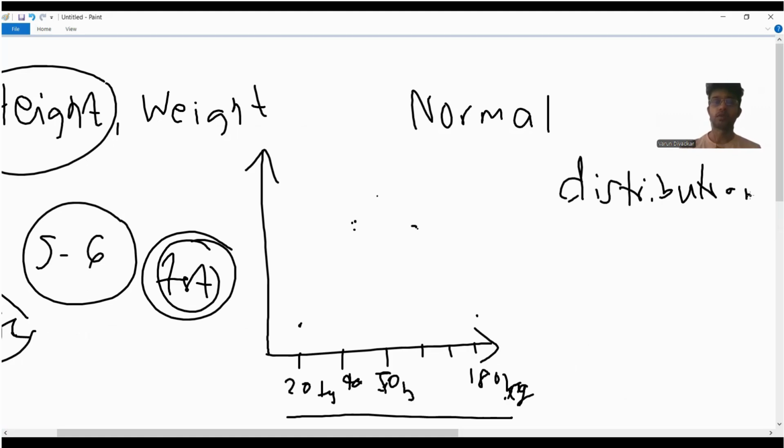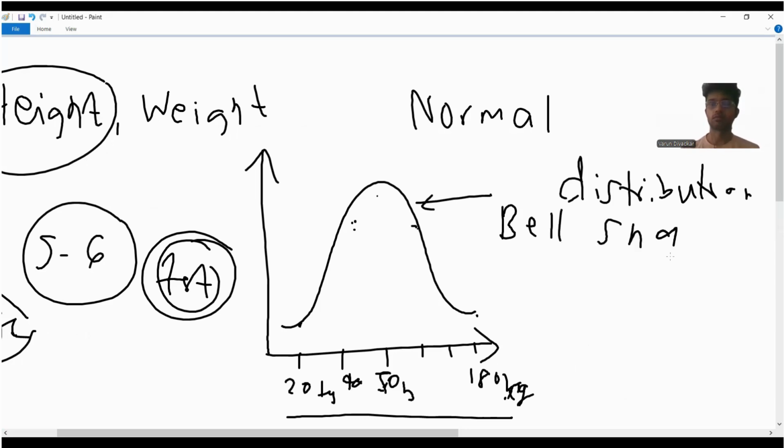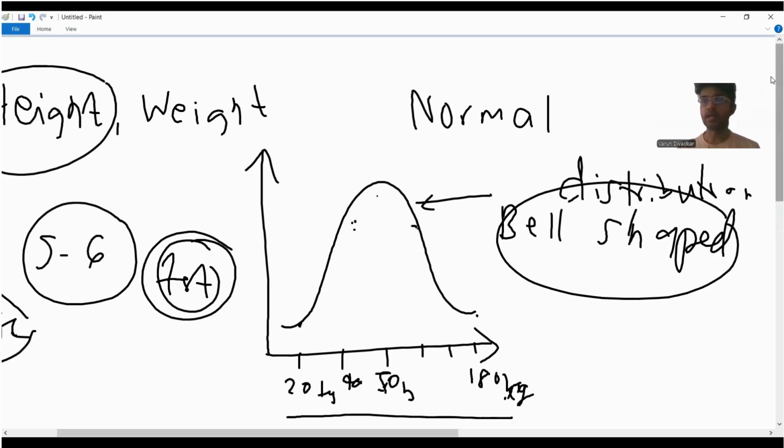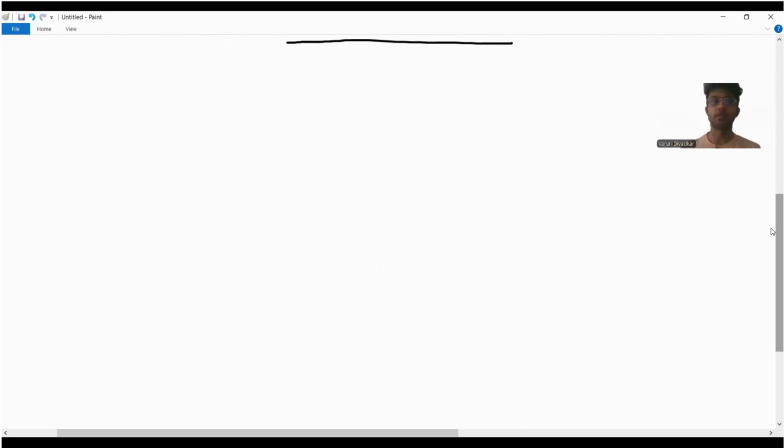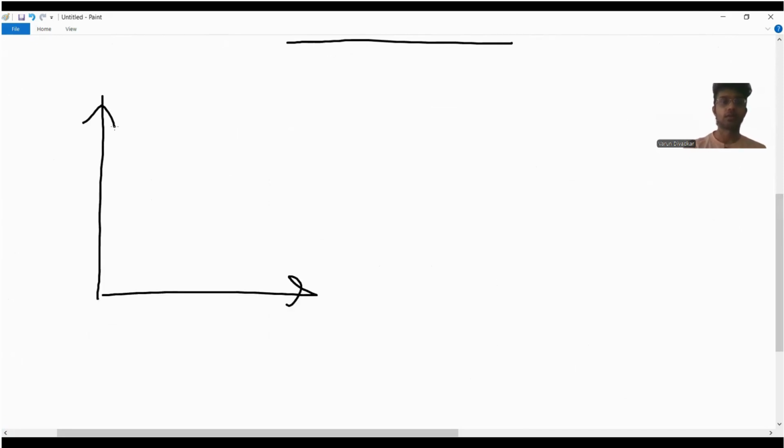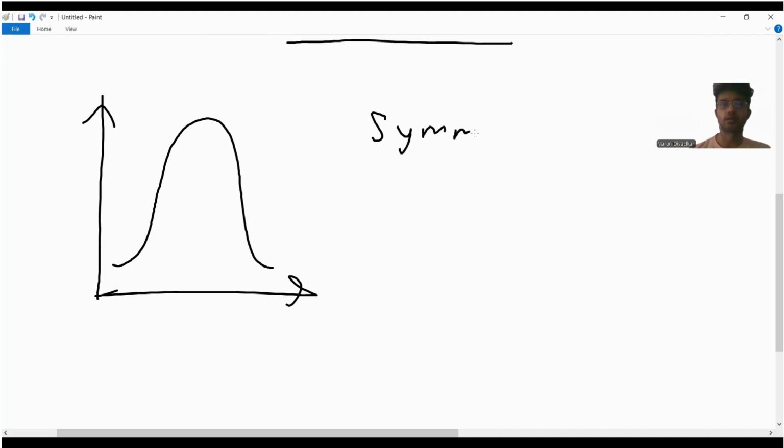All right. So it typically looks like this. It's like a bell-shaped curve. All right, it's a bell-shaped curve. And then if you want to idealize this distribution, these are the characteristics. The first thing is it's symmetric around the mean, right? Symmetric around the mean.